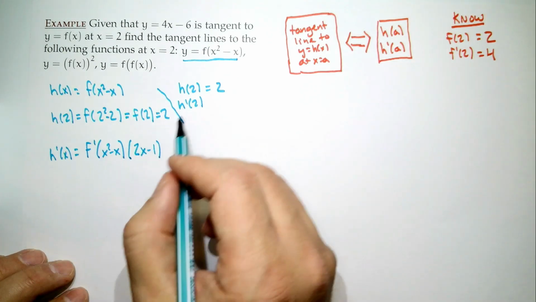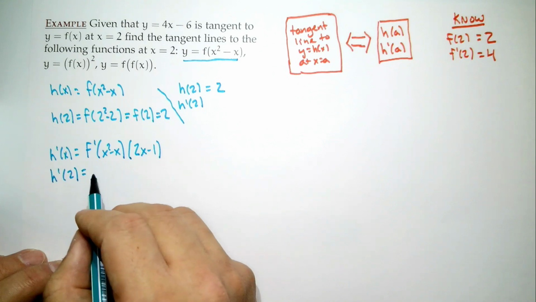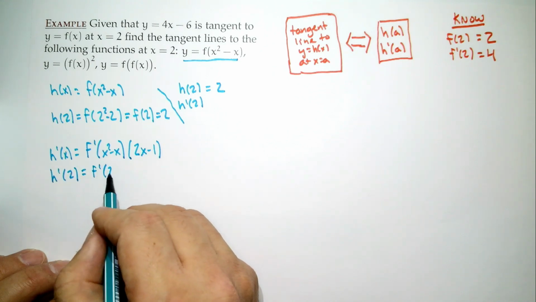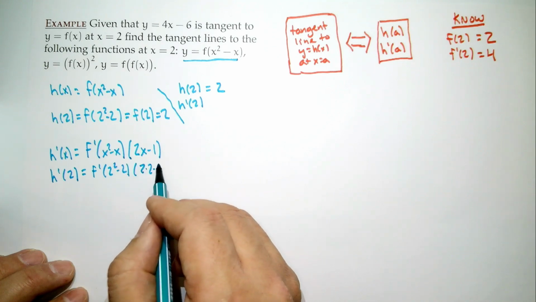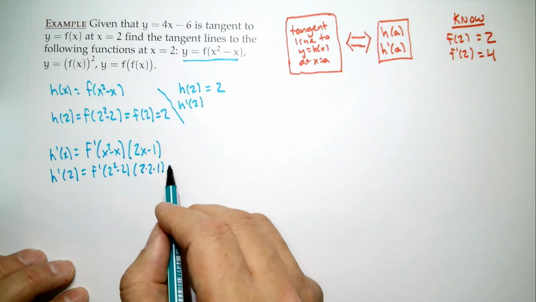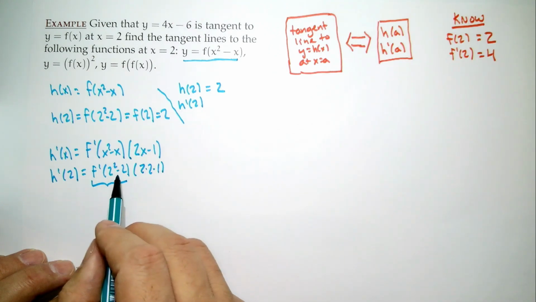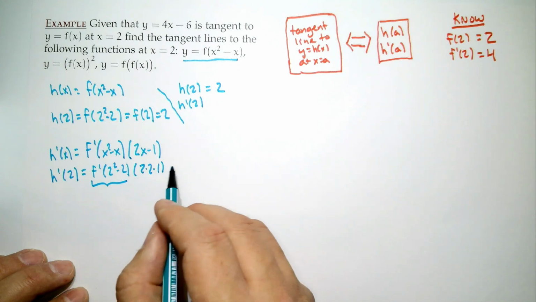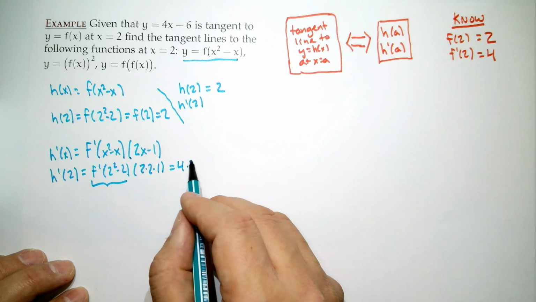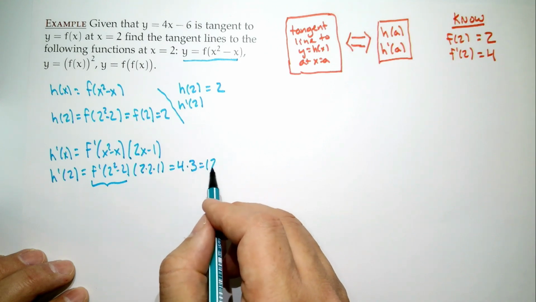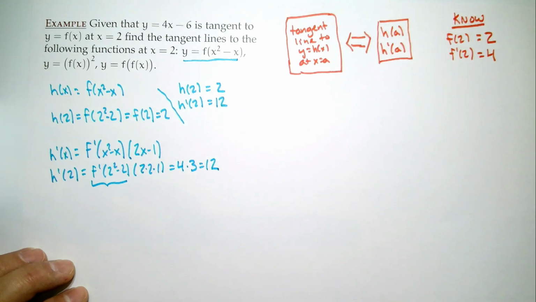Now, what do we need? We need h prime of 2, so we should plug in 2. So that would be f prime of 2 squared minus 2, and then we're going to times it by 2 times 2 minus 1. Well, this will become f prime of 2. F prime of 2 is 4. 2 times 2 minus 1 is 3. 4 times 3 gives 12. So h prime of 2 is 12.